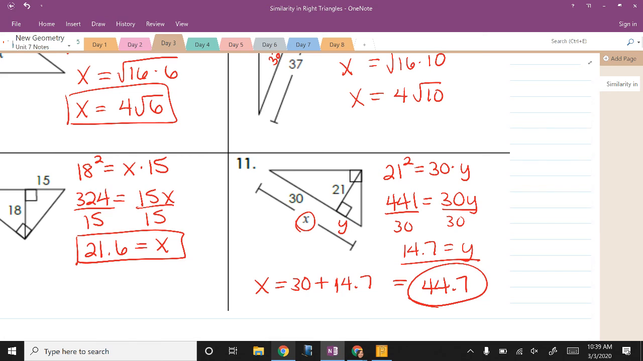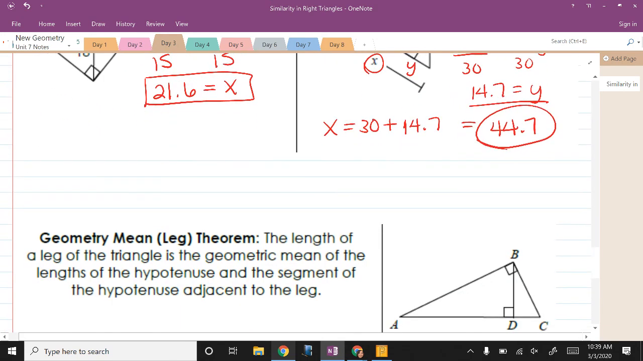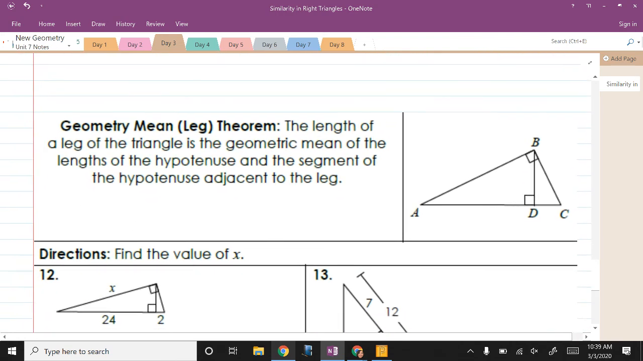Okay. So any questions about the geometric mean or the altitude theorem? Altitude squared equals the two little segments broken up by the hypotenuse. Okay, the next one is slightly more, I want to say complicated, but it's really not. And this is the leg theorem.